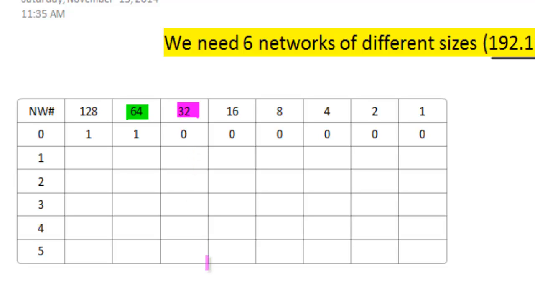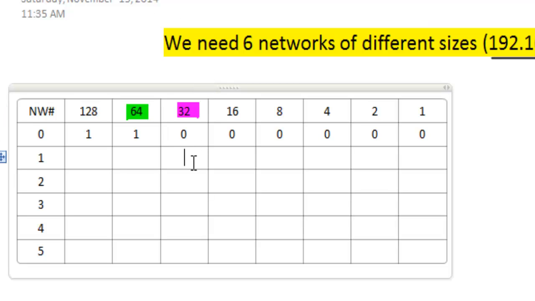So now we need to fill up this one. So 30 is 1 and 1 and 1. Here it will be 0, 0, 0, 0, 0.